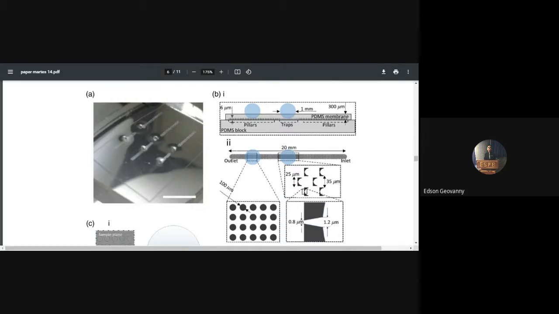In part A, this chip was used to analyze bacteria of 1 and 2 micrometers in aqueous medium. The chip is 1 millimeter wide and 6 micrometers high. In part B, a large narrow channel of 100 micrometer diameter keeps hydraulic resistance low. Pillars prevent the microchannel roof from collapsing.